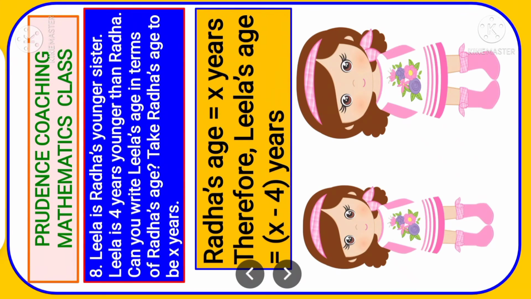So in the answer we will write Radha's age equals x years as it was given in the question. Therefore, Leela's age will be x minus 4 years. So this one is Radha and this one is Leela. So this one is x years and her age is x minus 4 years. Don't forget to write years.